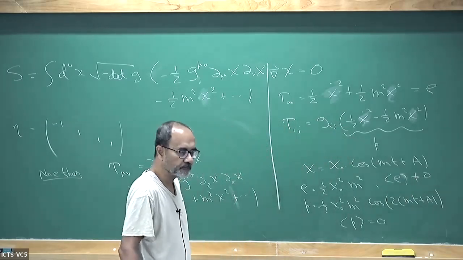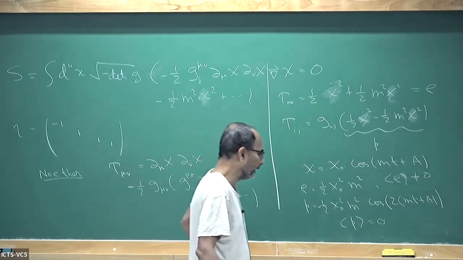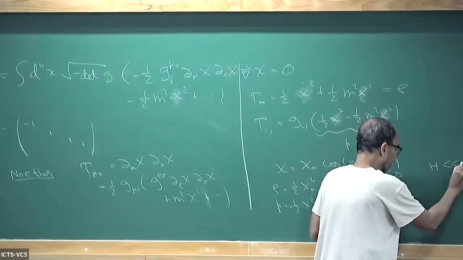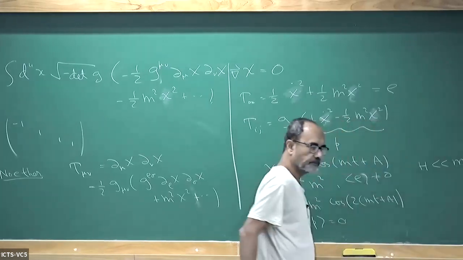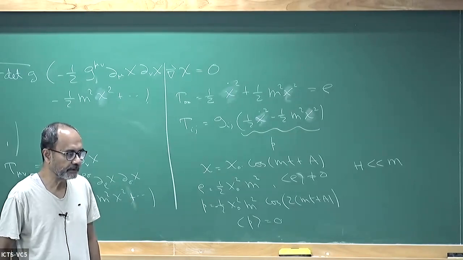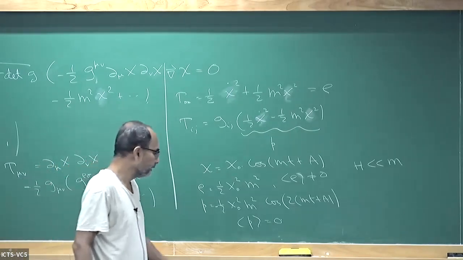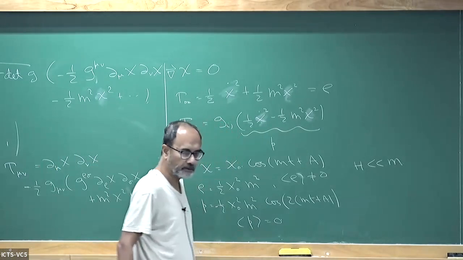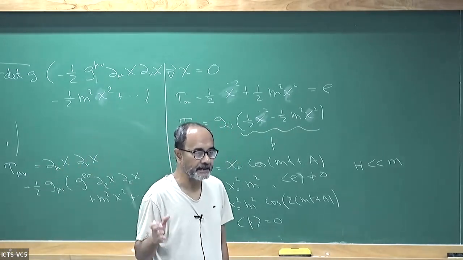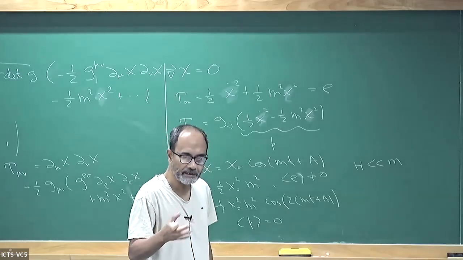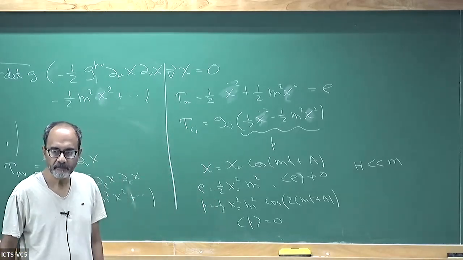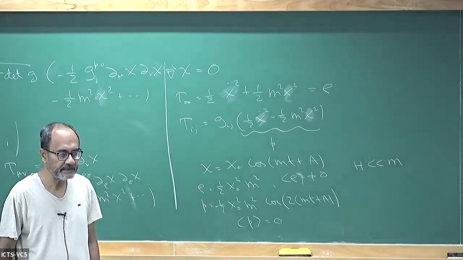Average over time, yes, because this is the region where h is much smaller than m. So in one Hubble time it will perform many oscillations. You can average over time, and that gives you average P equal to 0. This is the reason why it behaves like matter, because matter has rho non-zero, P 0. Is this clear?